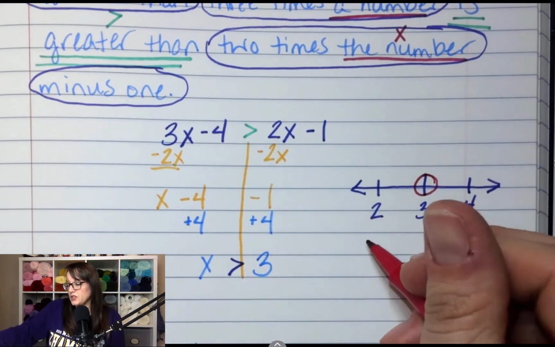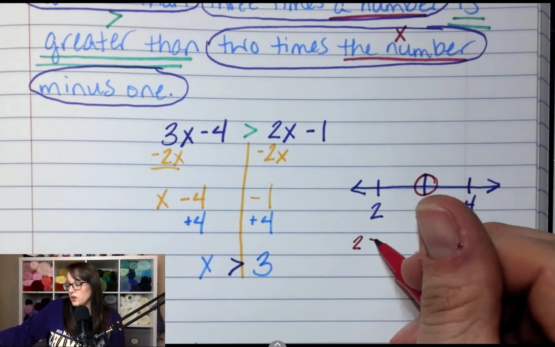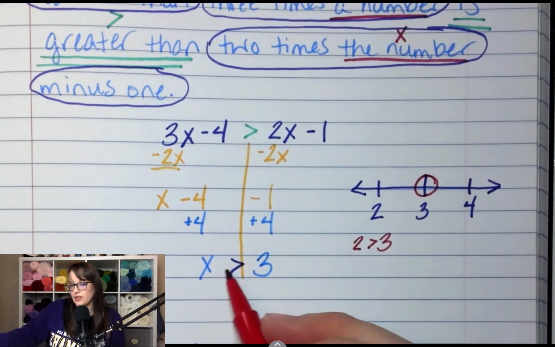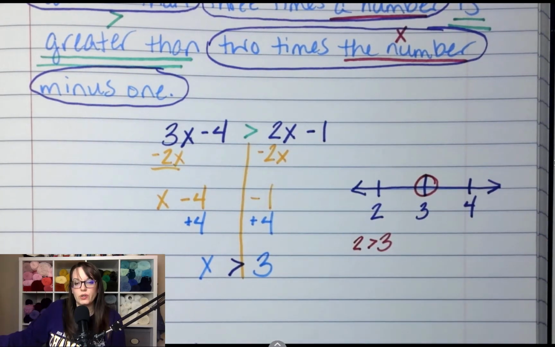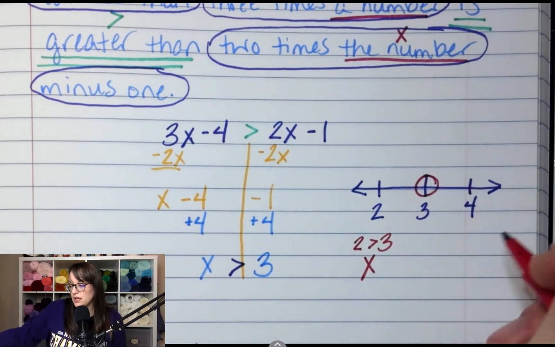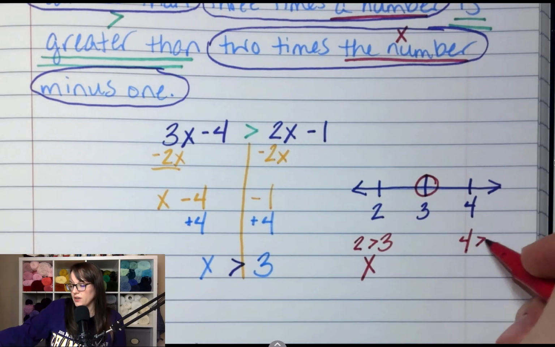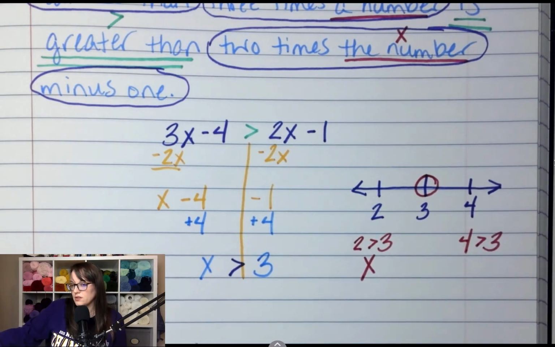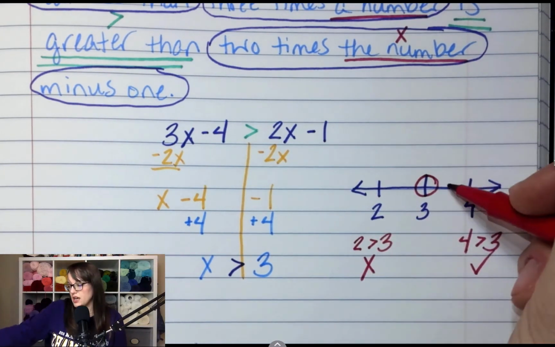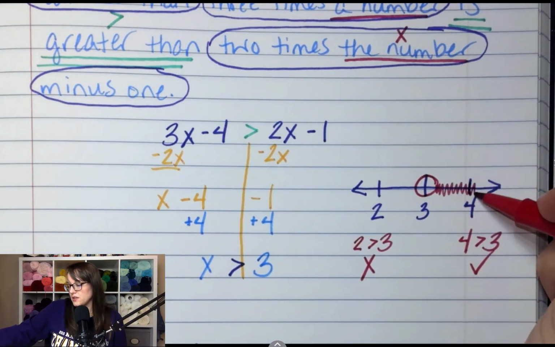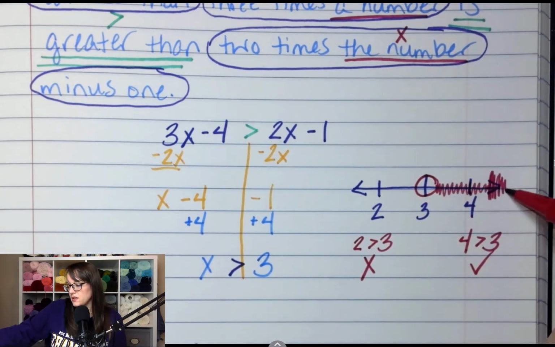And then let's plug in 2. Is 2 greater than 3? No. Is 4 greater than 3? Yes. So do I shade to the right or do I shade to the left? I need to shade to the right here. Let me shade this way, like that.